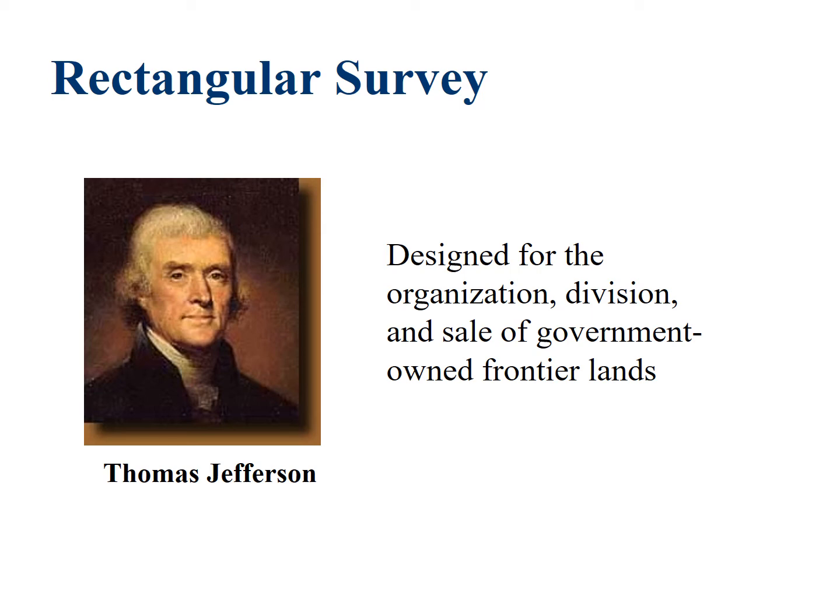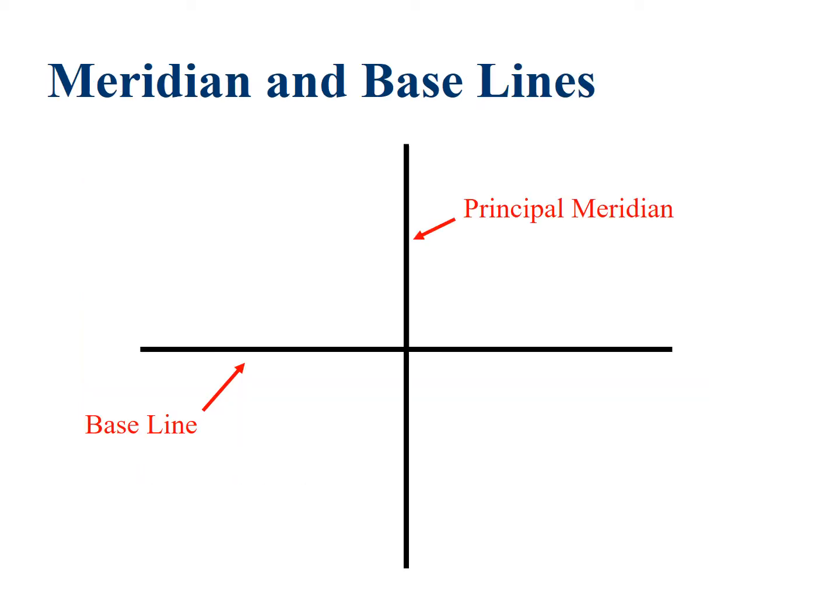Thomas Jefferson suggested a more uniform and orderly method for the division and sale of government-owned land. The new system has come to be called the rectangular survey system. The rectangular survey system is based on a series of north-south lines referred to as principal meridians. Each principal meridian has a corresponding east-west baseline.